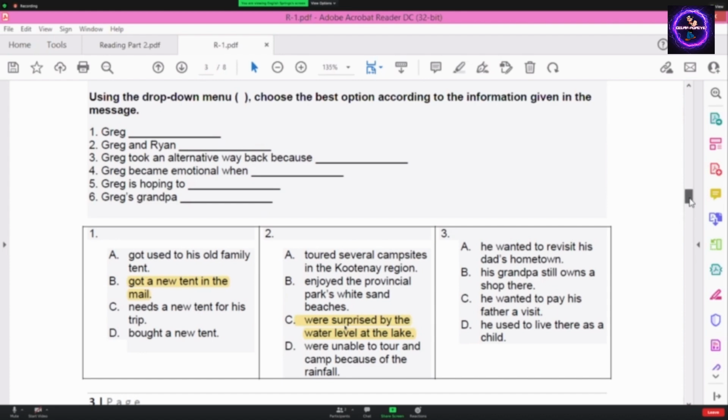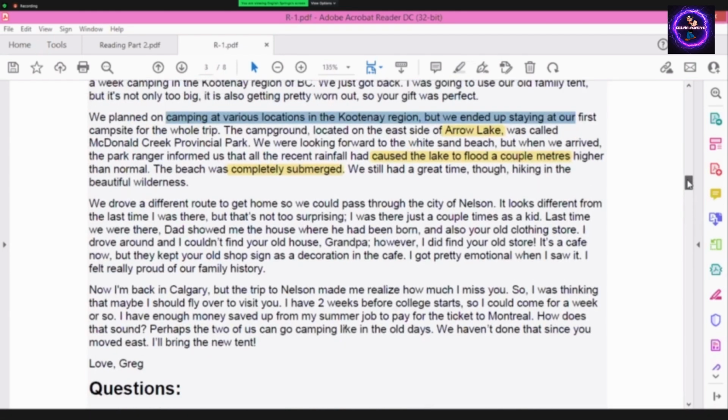Besides elimination, how do I actually get that they were surprised? It doesn't really say anywhere. The text says: we were looking forward to the white sand beach, but when we arrived, the park ranger informed us that all the recent rainfall had caused the lake to flood a couple of meters higher than normal. The beach was completely submerged. We still had a great time hiking in the wilderness. Here, a couple of meters higher than normal means it's not expected to have that level of water after recent rainfall.